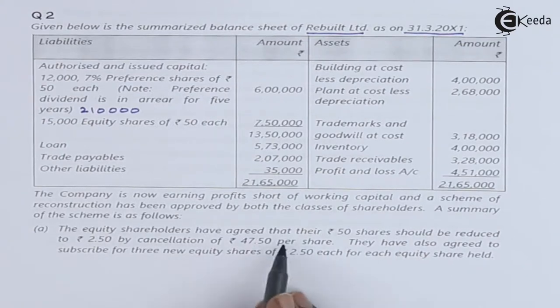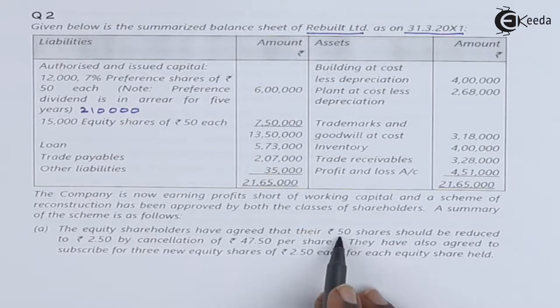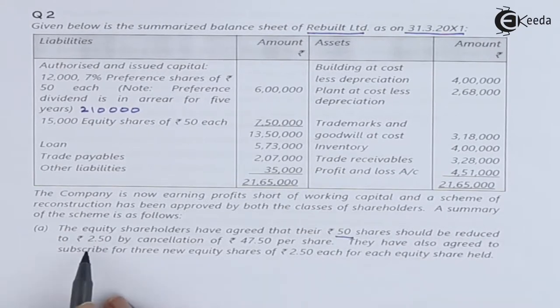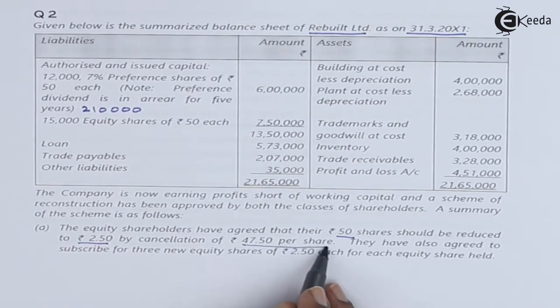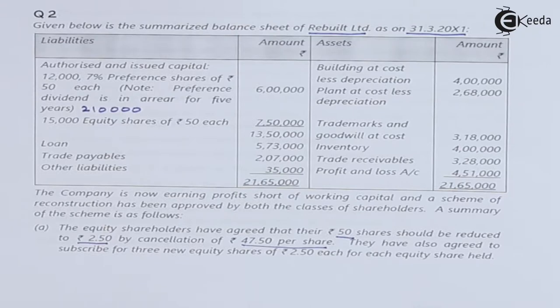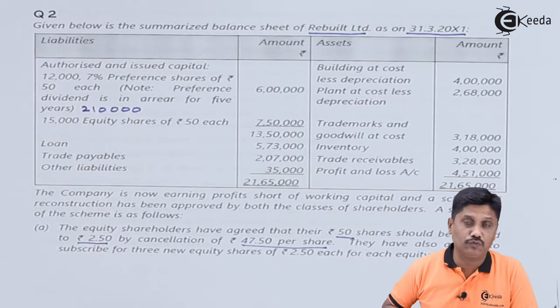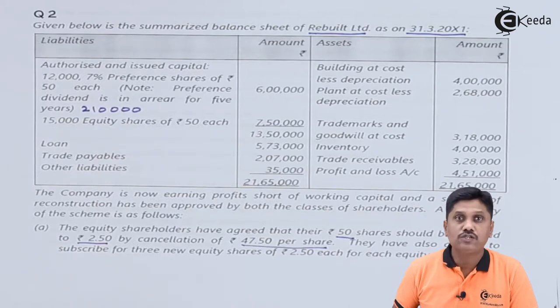Equity shareholders have agreed that their rupees 50 share should be reduced to rupees 2.50 by cancellation of 47.50 per share. So the equity share face value has been reduced from 50 to 2.5. Of course, if face value is reduced, paid up value is also accordingly reduced. So how much amount they are going to waive or sacrifice in favor of the company is per share 47.50.